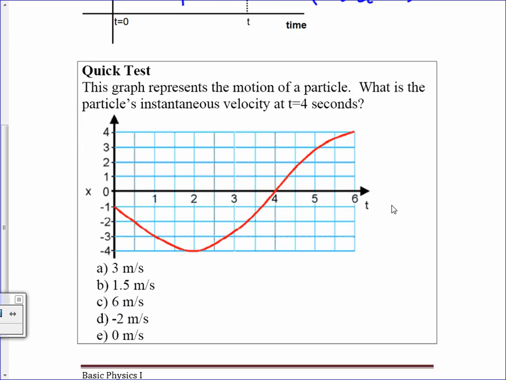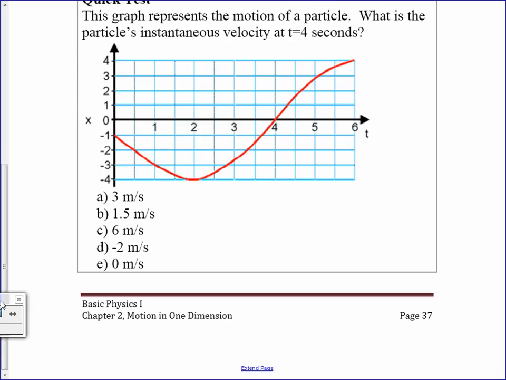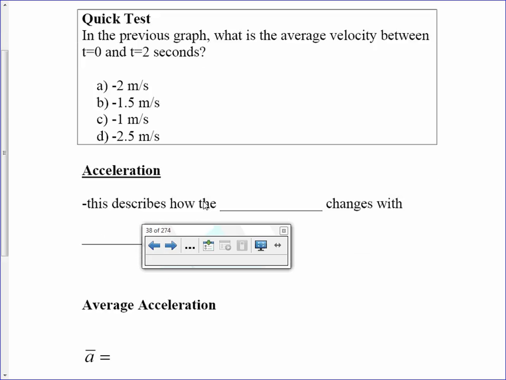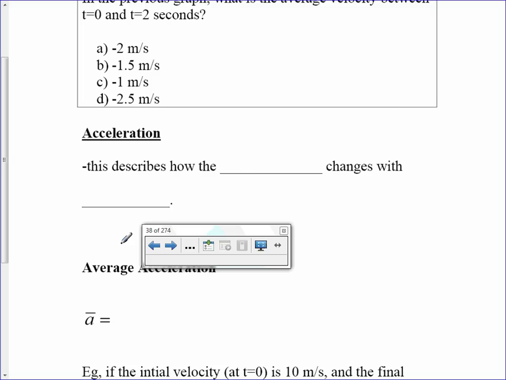All right, here is a quick test. You'll find that on the online quiz and a similar one here. We will stop there and pick up in a bit.